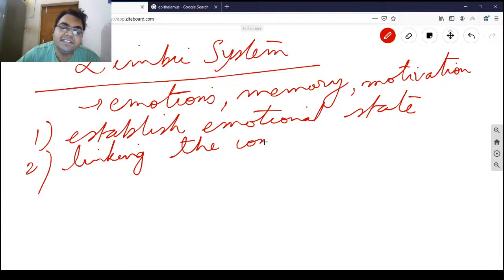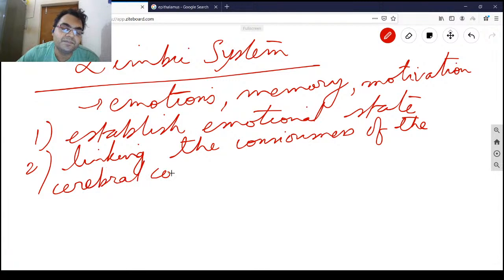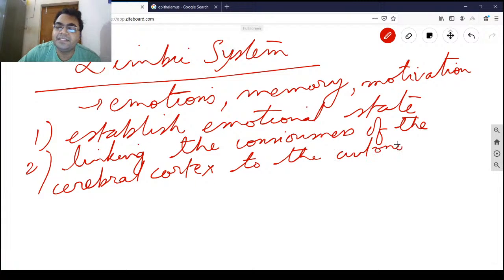Linking the consciousness. It is like a linker of the top of the cerebrum, that is the cerebral cortex, to the autonomic system of the brain stem. Means it will connect the cerebral cortex to the brain stem. That is again one of the primary functions.